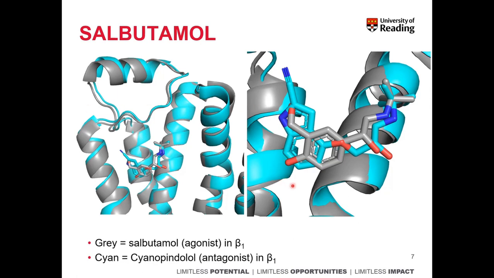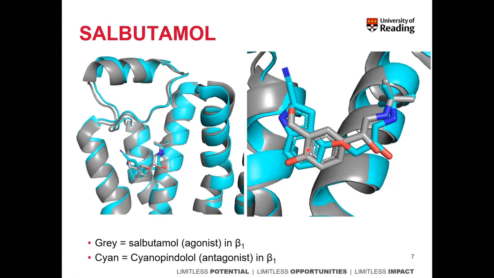Now if we have a look at the right hand image here, what we can see in grey is the salbutamol position overlaid with the cyanopindolol in cyan. And in fact here we can see that the position of the binding groups is conserved until we get to the rings.